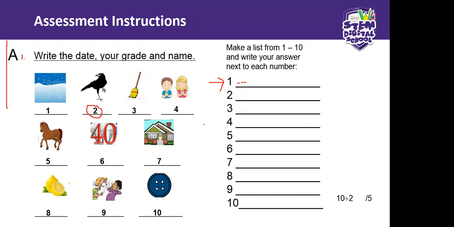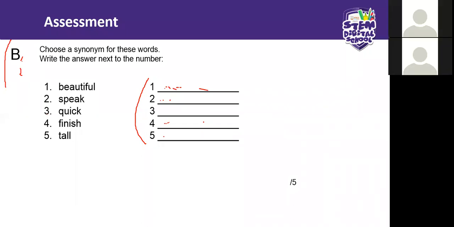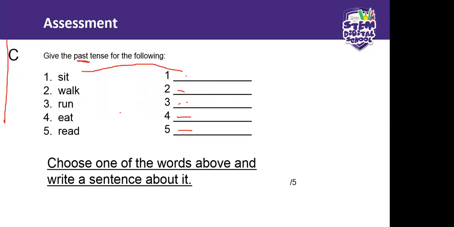Okay, now I'm going to move on to the second slide. If you have something there where you have to choose a synonym, a word that means the same, for beautiful, speak, quick, finish, and tall. Okay, and then number C, remember, is where you have to change it to the past tense. The past tense for sit, walk, run, eat, and read. And then you have to make a sentence on one of the words, just a nice sentence. I want to see if you can write a sentence.